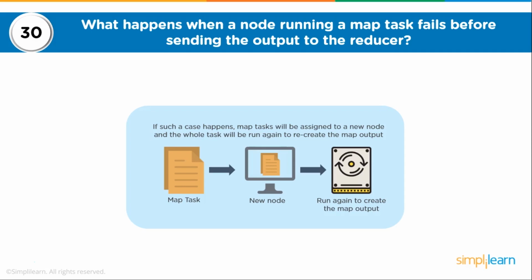Let's look at one more interesting question. What happens when a node running a map task fails before sending the output to the reducer? So there was a node which was running a map task, and we know that there could be one or multiple map tasks running on one or multiple nodes, and all the map tasks have to be completed before the further stages such as combiner or reducer come into existence. So in a case if a node crashes where a map task was assigned to it, the whole task will have to be run again on some other node.